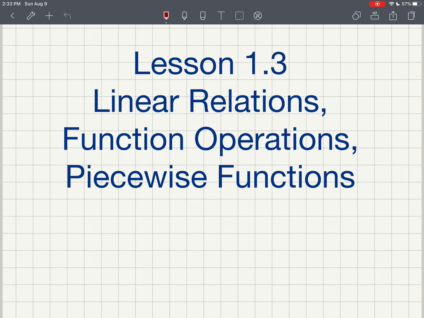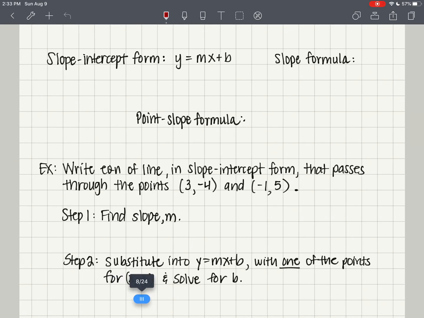In this series of videos, we're going to talk about linear relations, function operations, and piecewise functions. So let's start with linear relations.